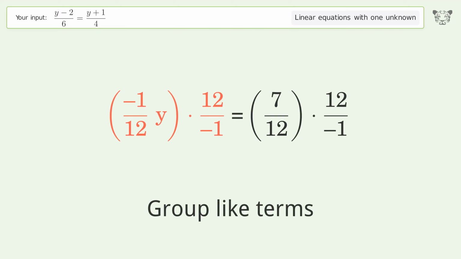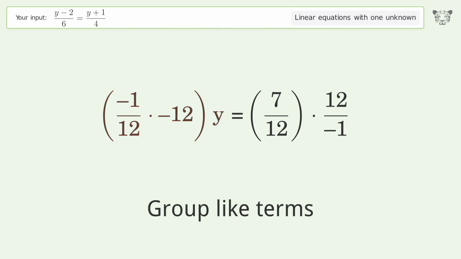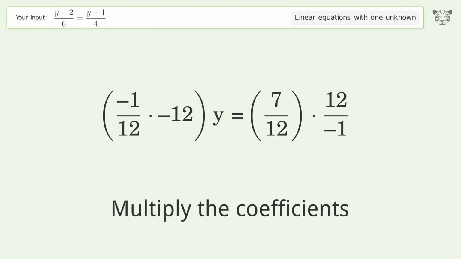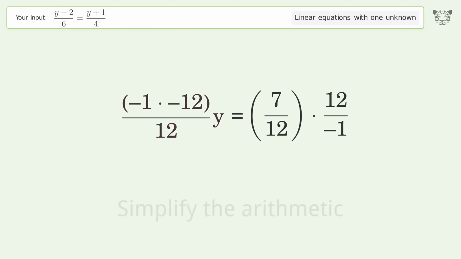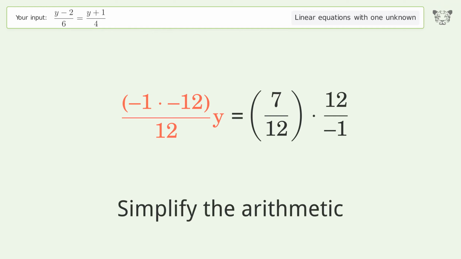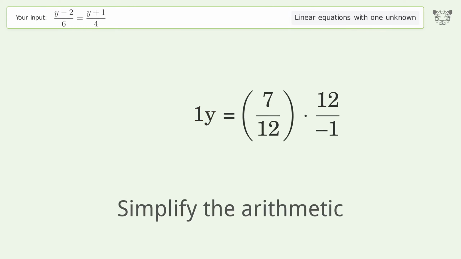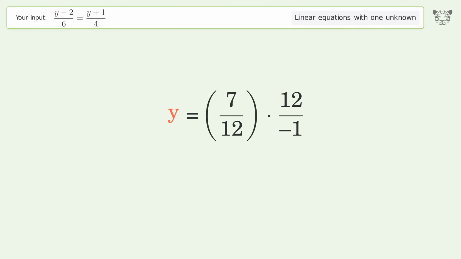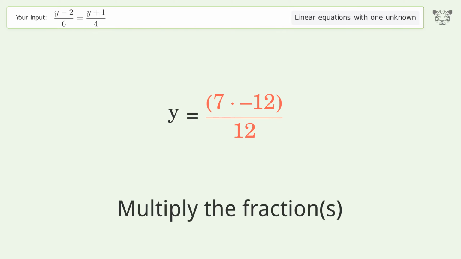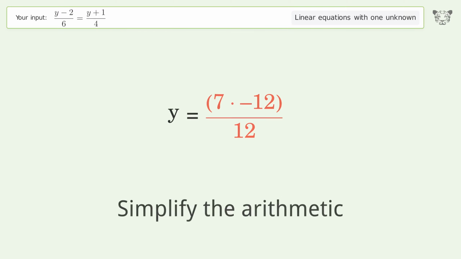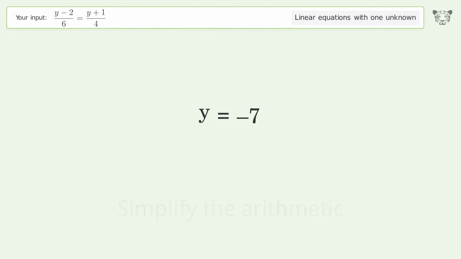Group like terms. Multiply the coefficients. Simplify the arithmetic. Multiply the fractions. Simplify the arithmetic. And so the final result is y equals -7.